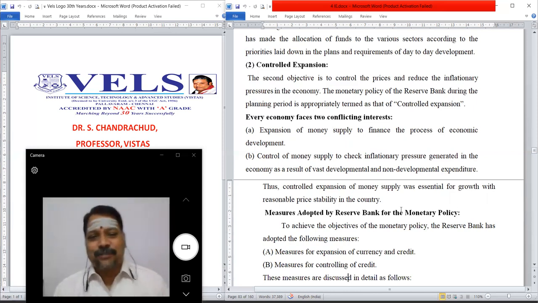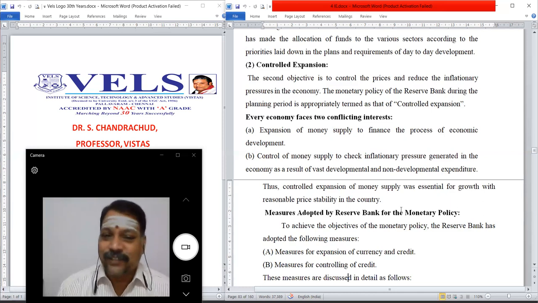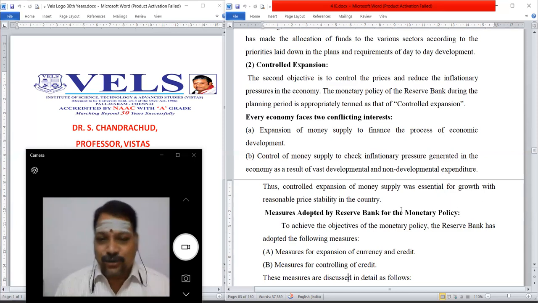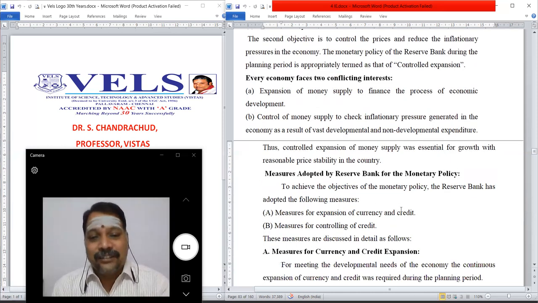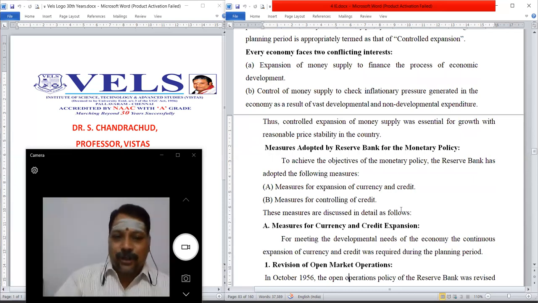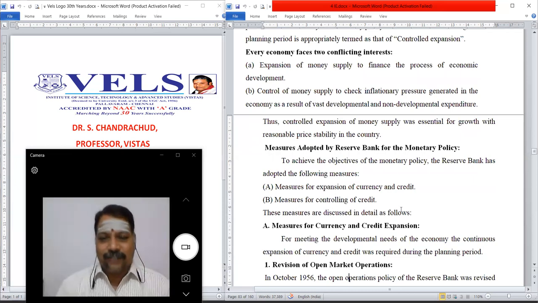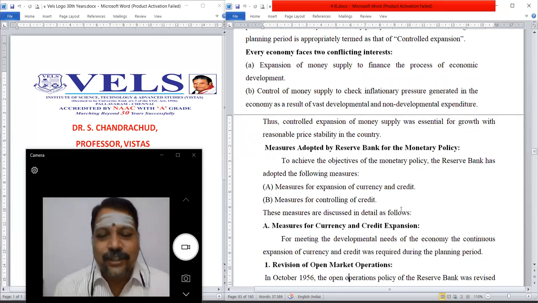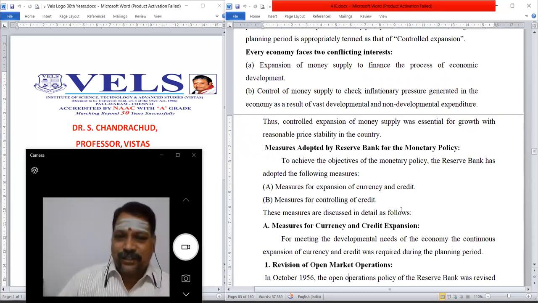We cannot keep on supplying the money because it may create an inflationary situation. So we have two conflicting factors. One is we have to provide the required money supply, but that should not create the inflationary situation. So the Reserve Bank of India is adopting some measures to monitor the monetary policy. What are the measures that it is taking to achieve the objective of monetary policy?